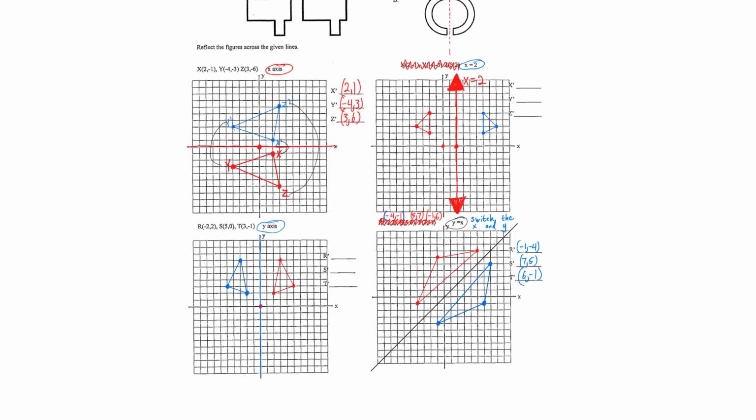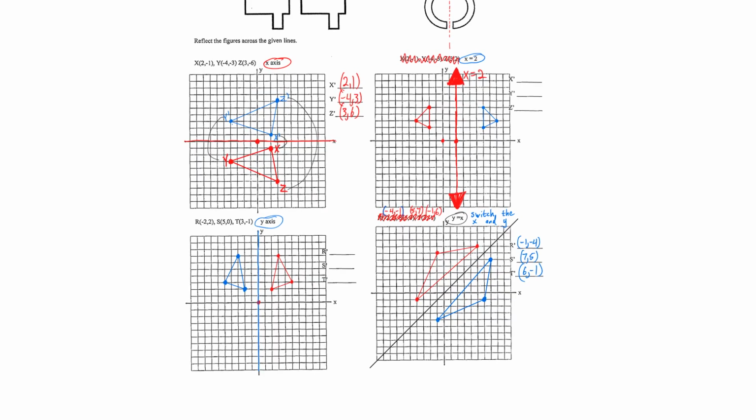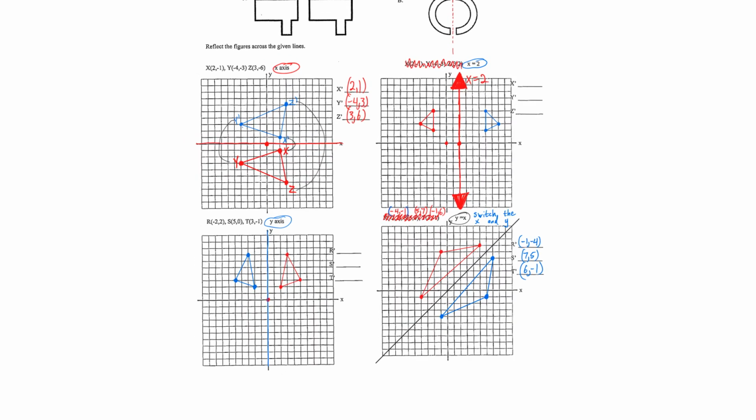All right, so on your assignment, I want to see you drawing them like this. Let's see those lines drawn on there to show me where you're reflecting across.